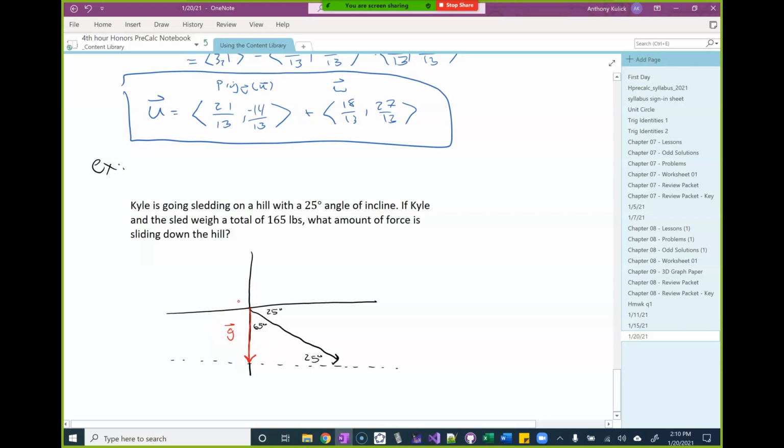And what we're looking for then is this piece, which is the projection of G onto the hill. Everybody so far so good? Okay. So I'm going to resolve these into component form vectors.